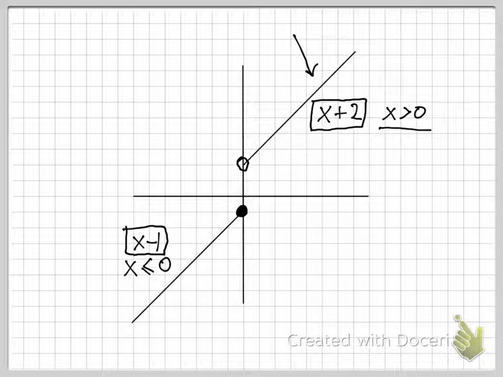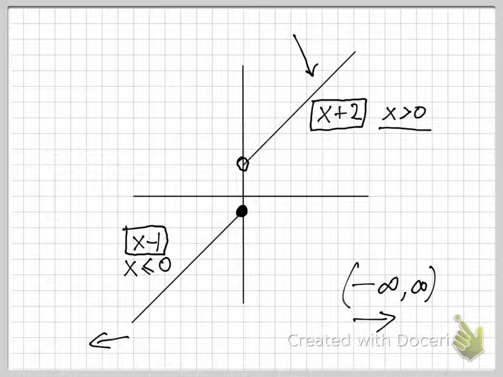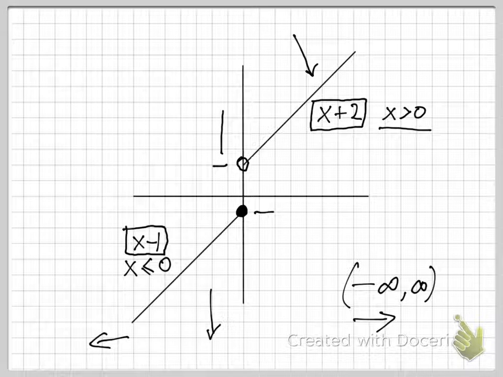So if we look at the domain of this, well, this is going on forever to the left and the right. There are no breaks. It's negative infinity to positive infinity. But the range, let's have a look at this. It is going down forever, but it stops here at negative 1. There's a break, it starts again at positive 2 and goes up forever.